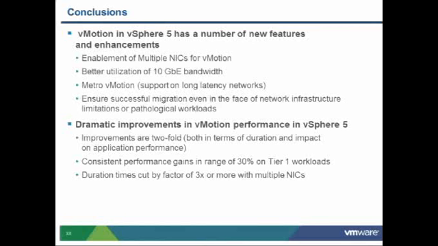So that brings us to the conclusions. As you've seen, vMotion has a number of new features and enhancements. We enable multiple NICs for vMotion traffic, and we effectively utilize 10 GB bandwidth. We also have a new feature called Metro vMotion. Unfortunately, I didn't have time to talk about Metro vMotion, but vMotion in vSphere 5 is latency sensitive. So we not only give you better performance on long latency networks, but we also increase the round-trip latency limit from 5 milliseconds to 10 milliseconds.